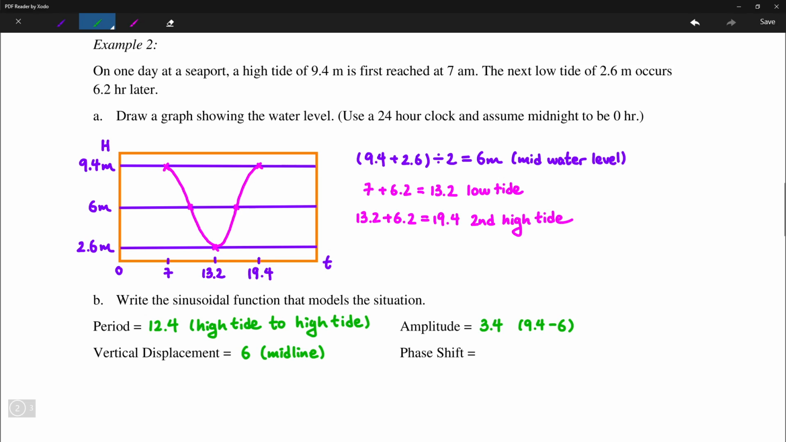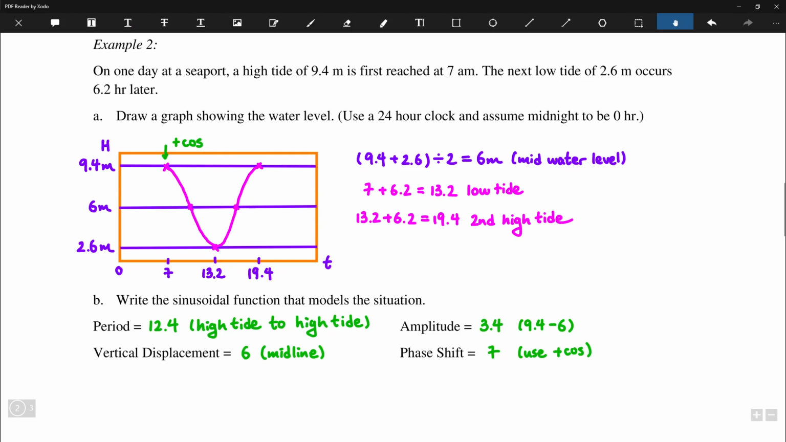Finally, the phase shift is 7 hours. Now, notice that the way the graph is drawn, it starts at the maximum value, and we know that the kind of sinusoidal function that starts at the maximum is, of course, a positive cosine graph. So we're going to use the phase shift of 7 hours and use positive cosine to write our equation for this question.